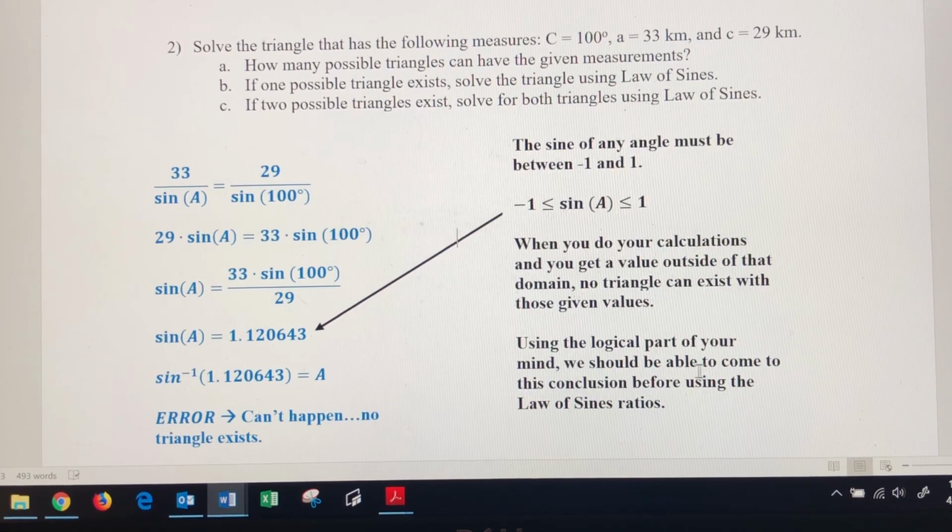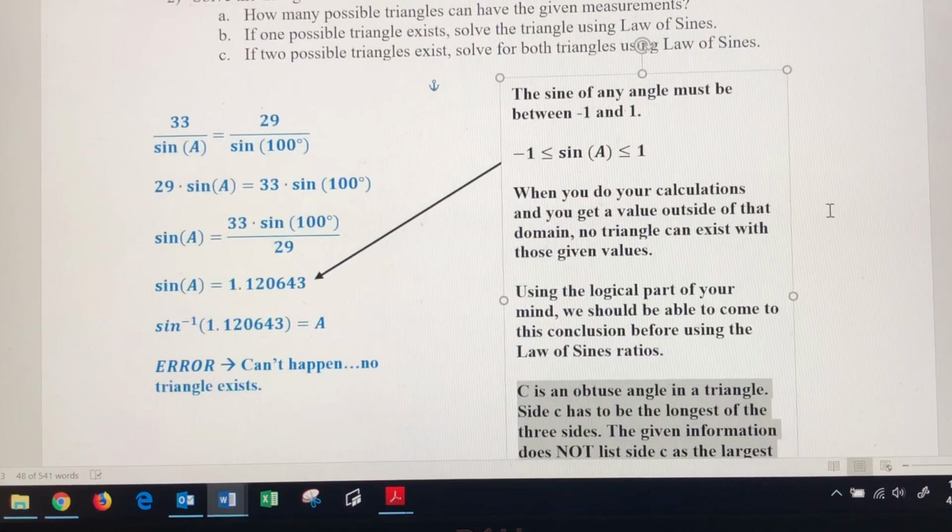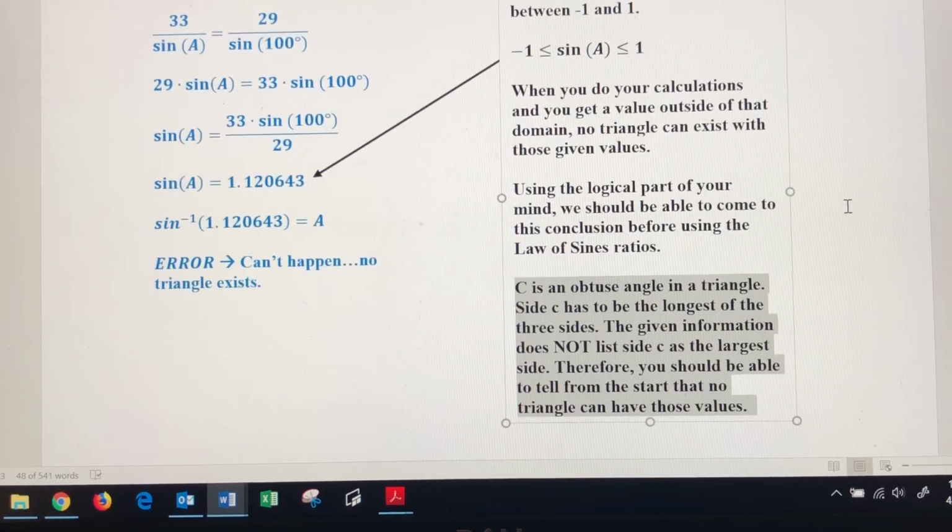So using the logical part of your brain, we should be able to come to this conclusion before doing all this work over here. Just reading the problem, you should have been able to answer the question. Any questions on number 2, let me know.